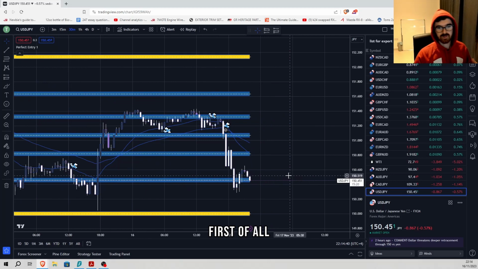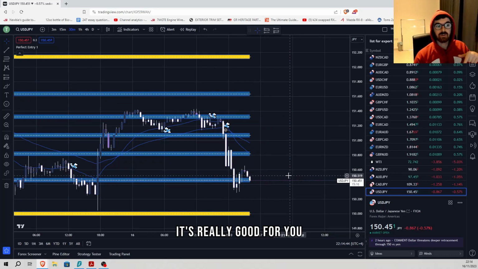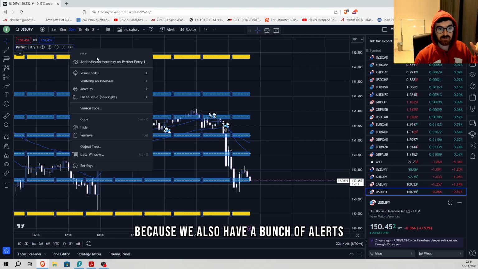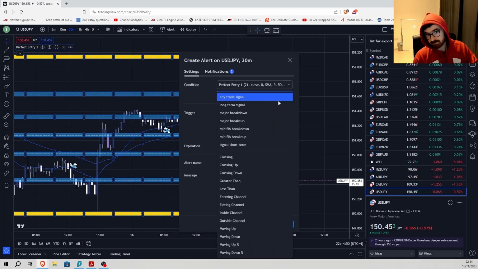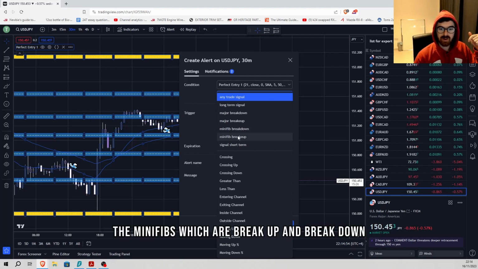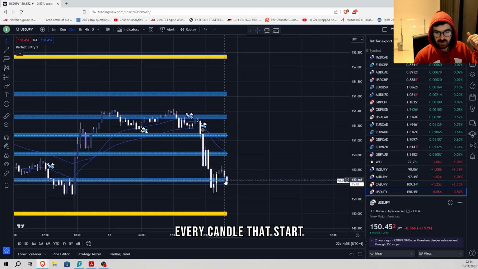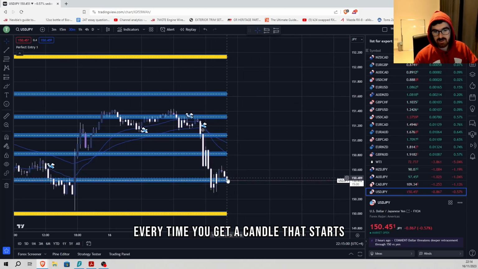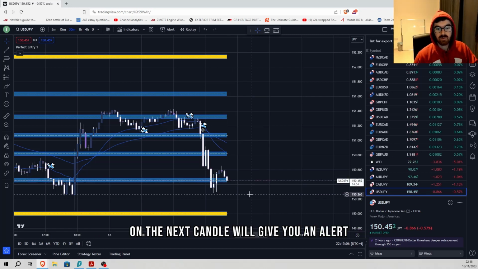How do we use it? First of all, if you're someone who likes zone-to-zone trading, it's really good for you, because we also have a bunch of alerts. Let's look at our alerts. We have the mini fibs, which are break up and break down. How do they work? Every time you get a candle that starts above a zone and breaks through the bottom of a zone on the next candle, it will give you an alert.